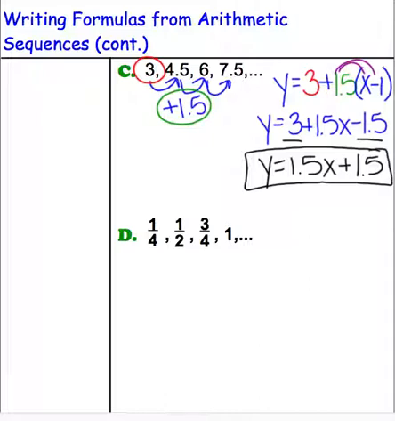Again, pause the video for example D and see if you can solve it on your own, and then come back and press play again to see if you got it right.